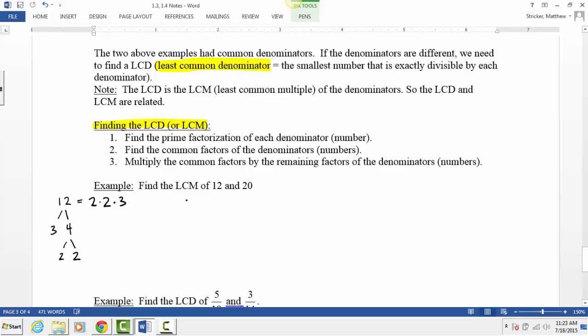I'm going to do the same thing with the other number, 20. 20 is 5 times 4. 4 is 2 times 2. So this is 2 times 2 times 5.